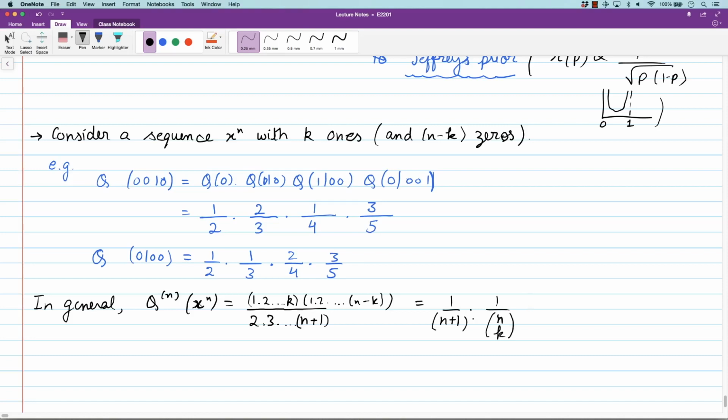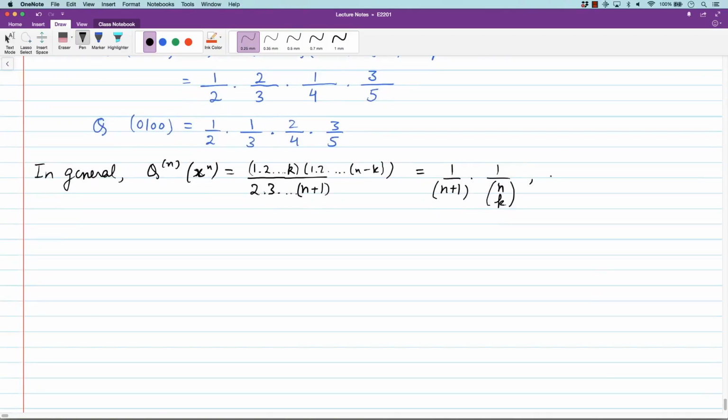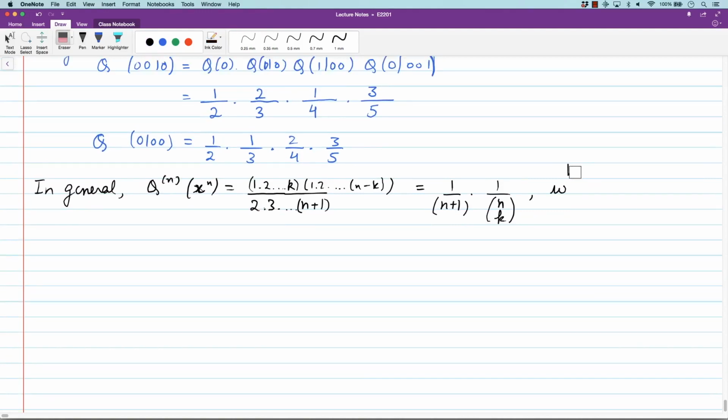So that's the probability assignment, where k is the number of ones in xn. This is the probability assignment that we get.